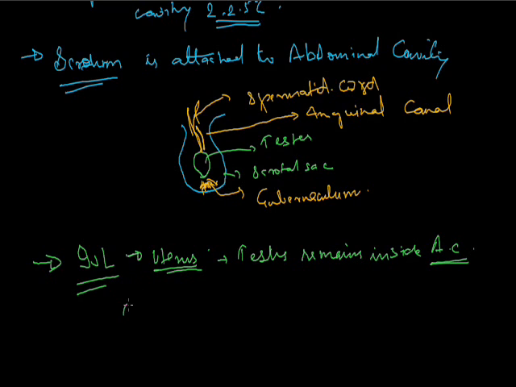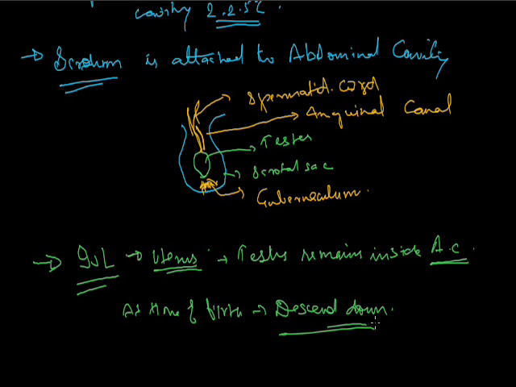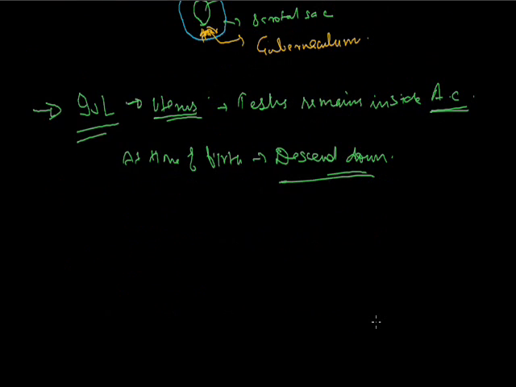But at the time of birth, the testes descend down into the scrotal sac. So as the male child is born, the testes which are present inside the abdominal cavity just descend down to the scrotal sac, which is present outside the body cavity.